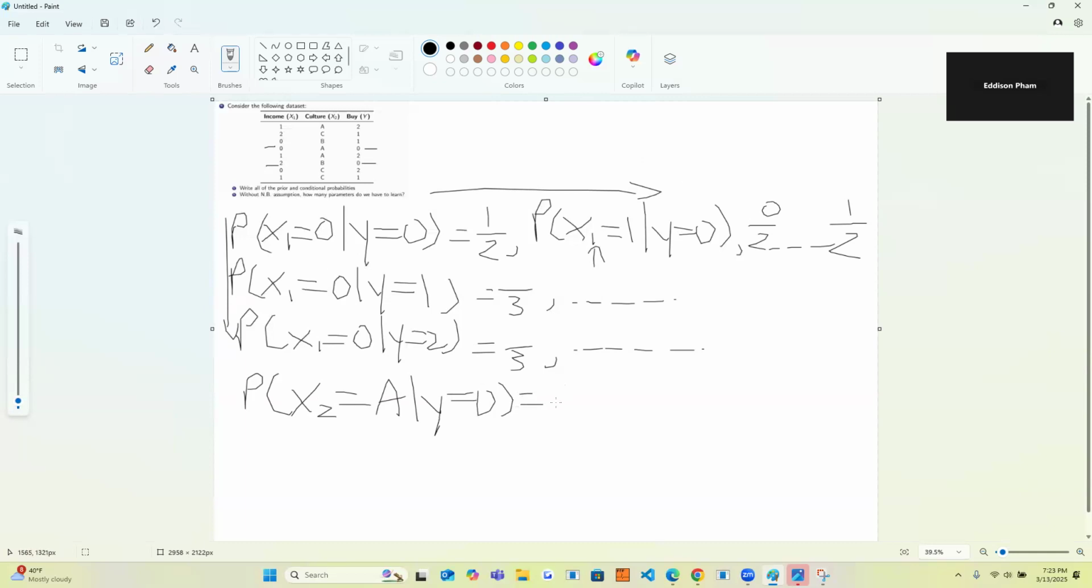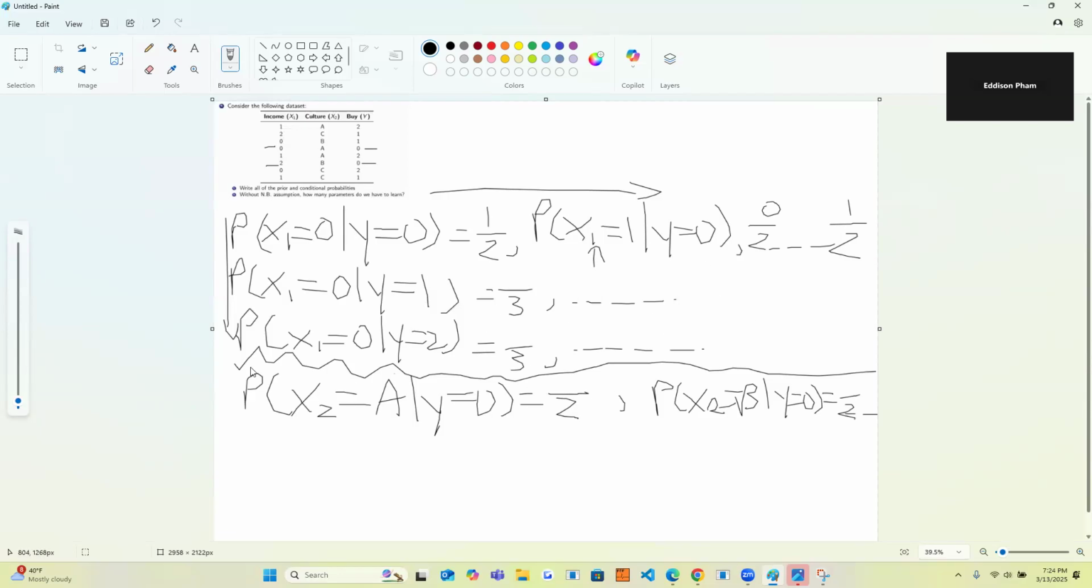That's equal to... and you would copy and paste the denominator because it's 2 here. Let me draw this line. 2 over something. P of x2 equals b given y equals 0. So forth. It's 2, sorry, divided by 2. All right.